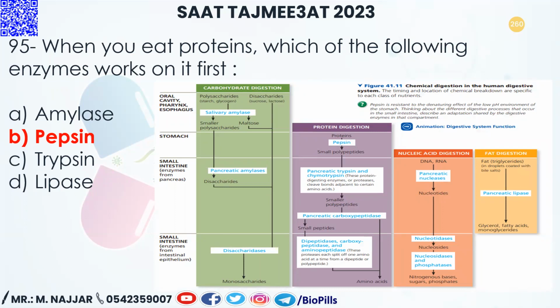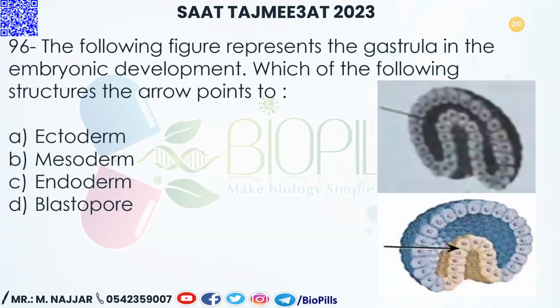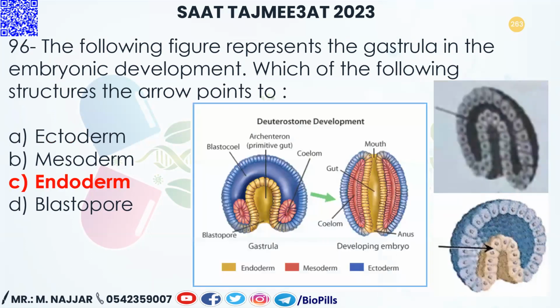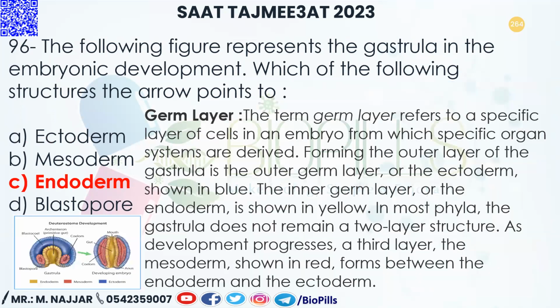Question number 96. The following figure represents the gastrula in the embryonic development. Which of the following structures does the arrow point to? Carefully have a look at the arrow. There is no mesoderm yet here, just 2 layers. Yes, it is endoderm. That's true. And here is the definition of germ layer.